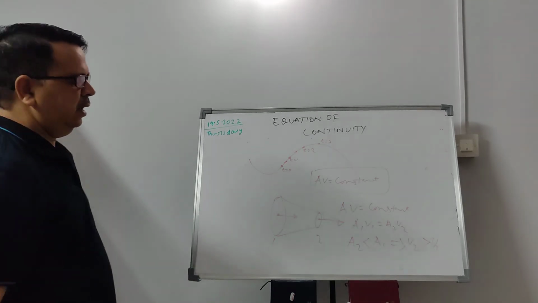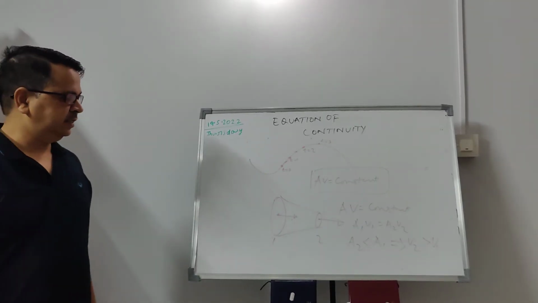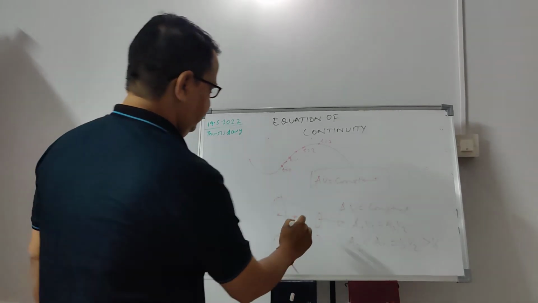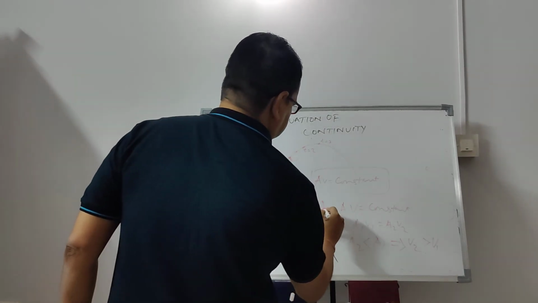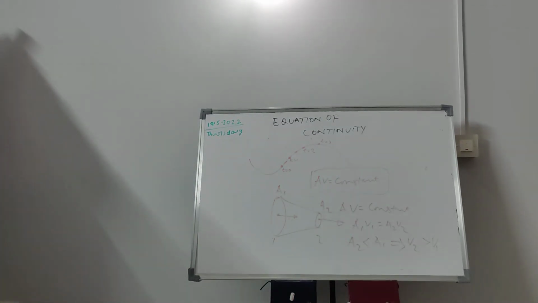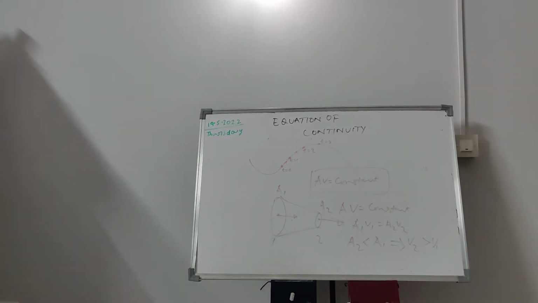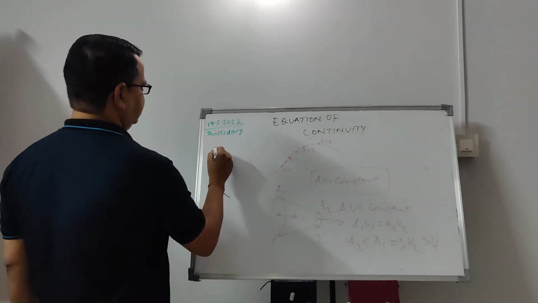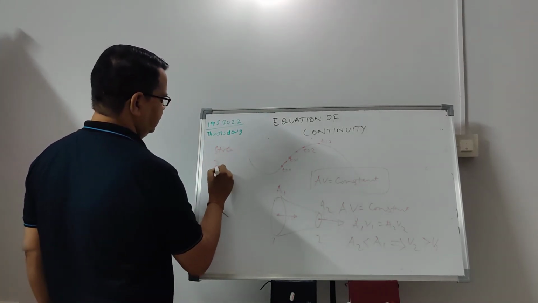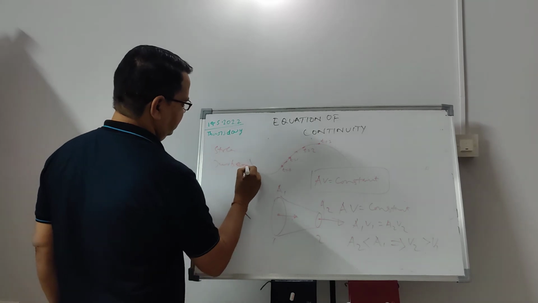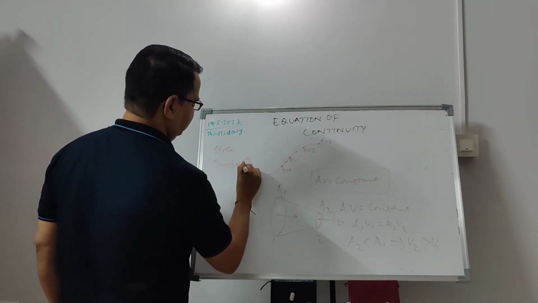This is A1, this is A2. So if area decreases, velocity increases. Now we have covered what is streamline flow. Then what is the opposite of streamline? It is turbulent. Opposite of streamline is turbulent.